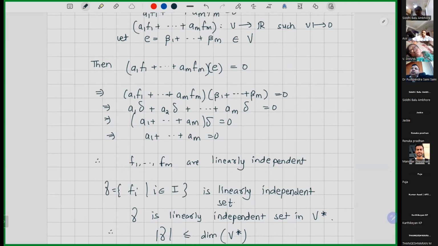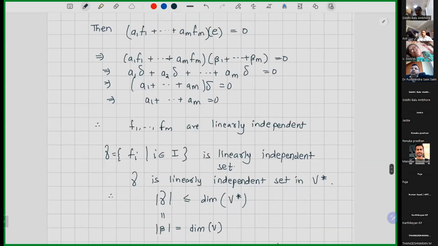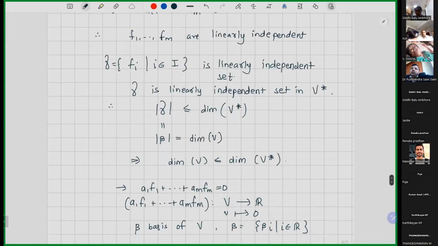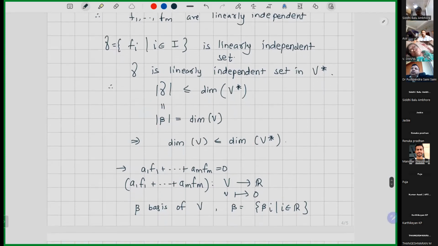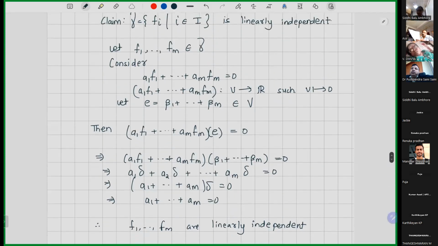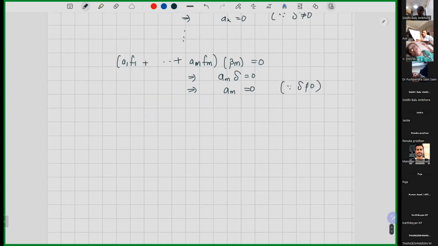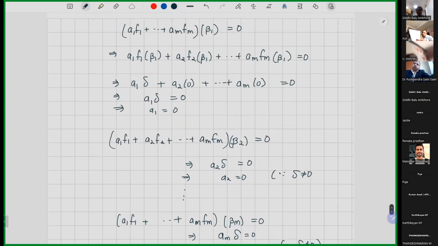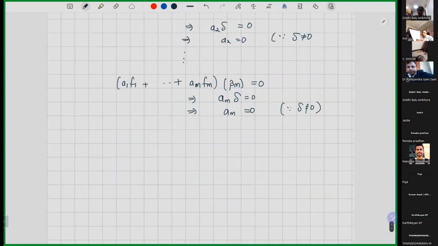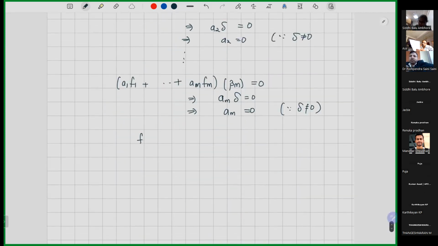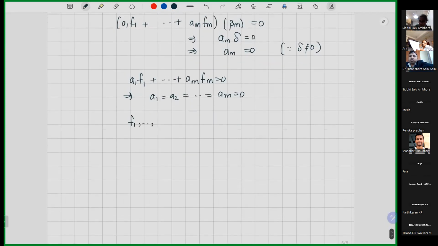And how do I show that gamma is less than dimension of V star? It's still valid? Yes, this is valid, right? Even if we forget this, this is clear, right? When I evaluate, I get everything equal to 0. So since A1 F1 plus up to A_M F_M is 0, I got that A1 equals A2 up to A_M equals 0. So F1 to F_M is linearly independent.